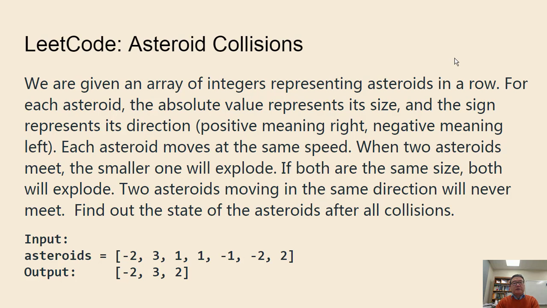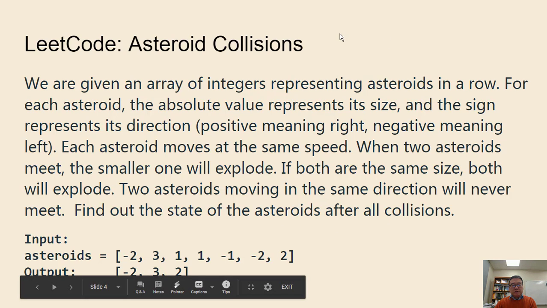If two asteroids move toward each other, they collide. When they collide, the small one will explode. The small one will be destroyed. If the two of them are the same size, then both of them will be destroyed. And if two asteroids are moving in the same direction, then they will never meet. So the question asks us to find out the final steady state where there are no more collisions.